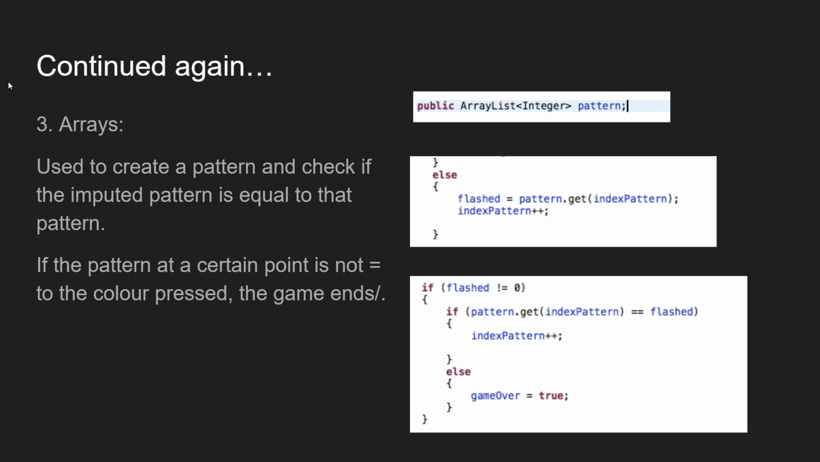My next skill would be arrays or lists, and this is used to create a pattern and then check if the inputted pattern is equal to that pattern. And so if the pattern at a certain point is not equal to the color pressed, the game will end.